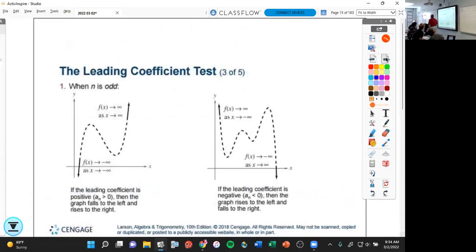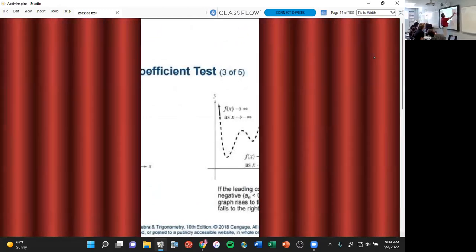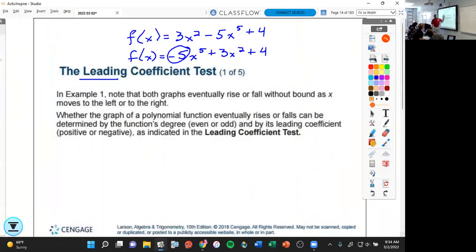If the highest degree term is odd, think about that's the term that has the highest power. And that one that I wrote down right here, even though there's an odd here and an even one here, the highest degree is where the power is. The highest degree is going to take care of what's happening to this function.